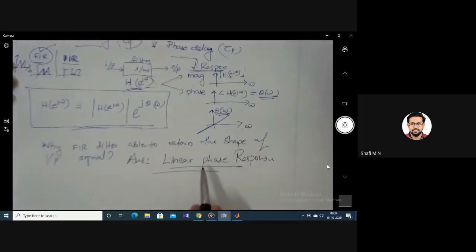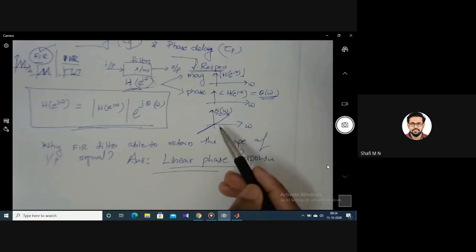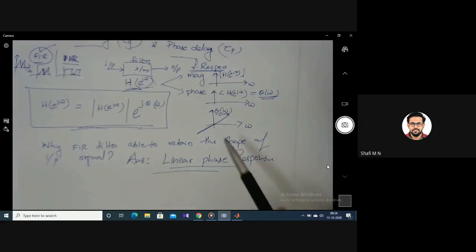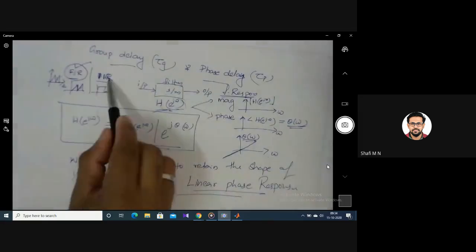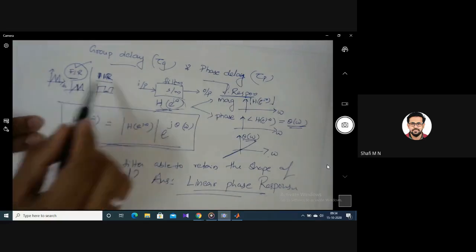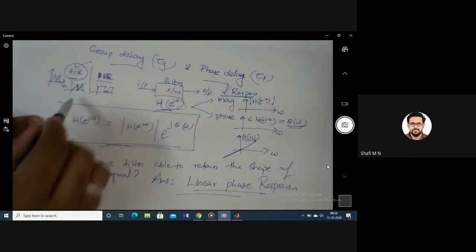Is your point clear? Then we will investigate and see how it is happening. So my question is, when you have an FIR and an IIR filter, which one has the ability to retain the shape of the input signal? Among these, which is FIR? Why does FIR have that capability?